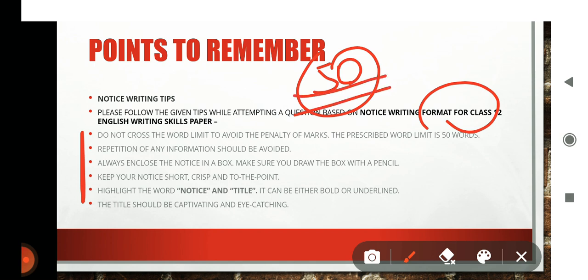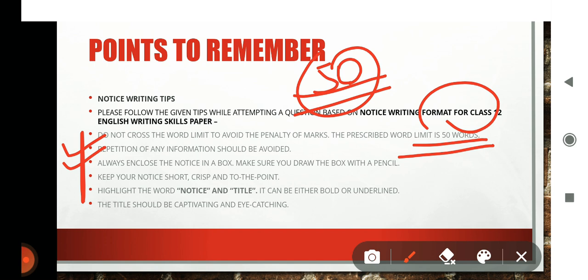The prescribed word limit is 50, not more than 50 words, because as I told you, notice is a formal writing format, and in that format the tone should be very formal and it should be written in very simple language. Then point number 2 is that repetition of any information should be avoided. If you have written that you lost your tiffin box in the school field, then you don't need to write that type of sentence again and again. So repetition should be avoided.